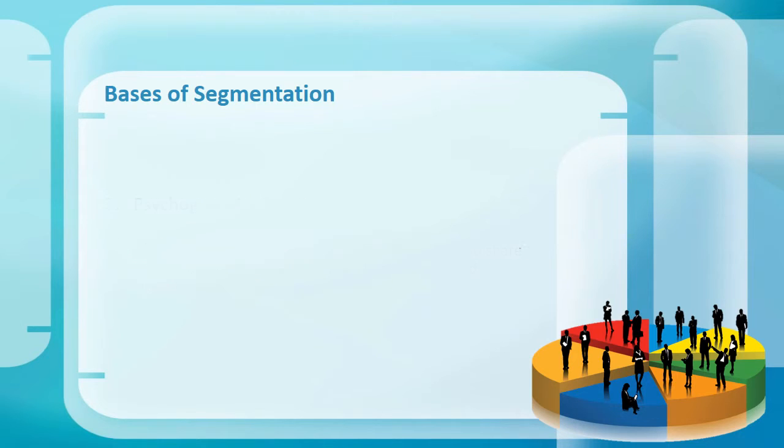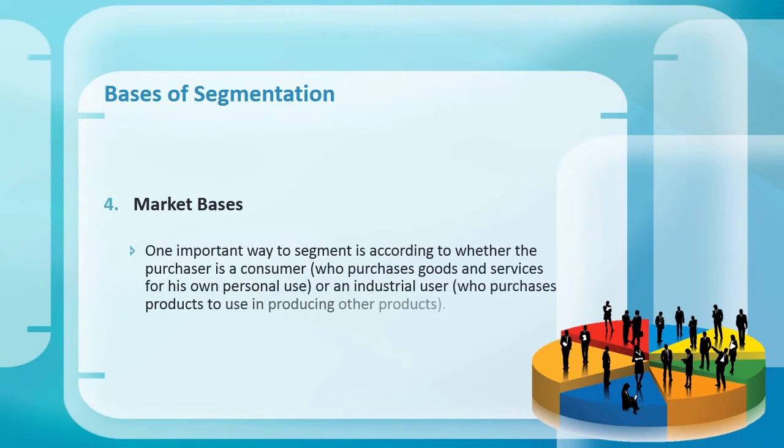Market basis. One important way to segment is according to whether the purchaser is a consumer who purchases goods and services for his own personal use, or an industrial user who purchases products to use in producing other products. Because those two groups purchase goods and services for different reasons, marketers use different marketing strategies to reach them.